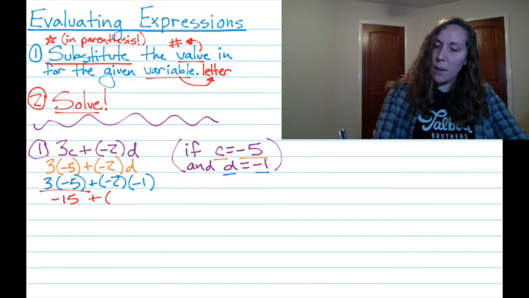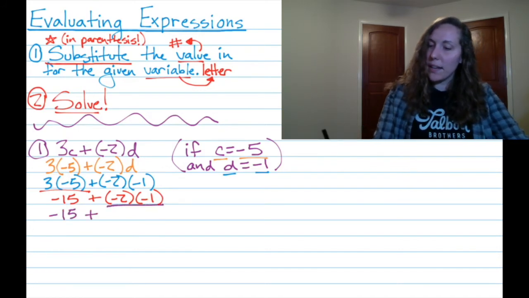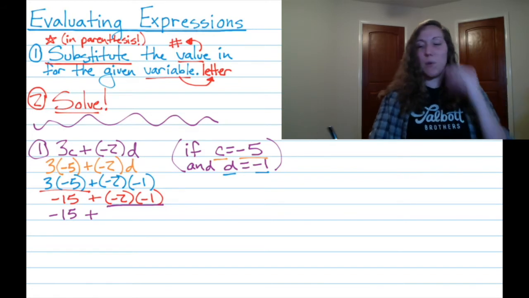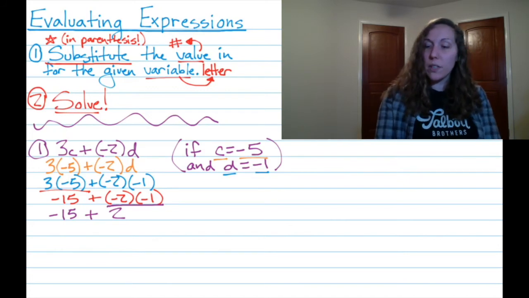Copy down the rest of my problem. The only multiplication left I have is right here. Copy down the rest of my problem. Keep everything nice and neat. -2 times -1 is +2 because a negative times a negative is a positive, or I could just punch that in my calculator to be really thorough.